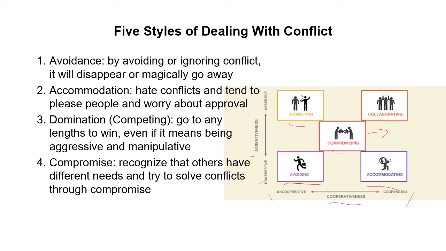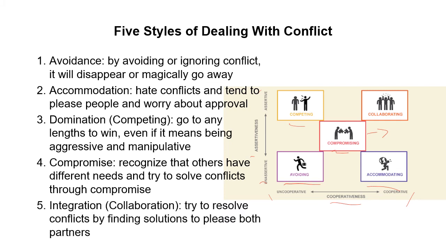The reality of the situation here is, and let's talk about collaborating, and I'll come back to compromising. Collaborating, or integration, up here, is high cooperativeness, high assertiveness. This is where both sides are trying to find a solution that gets both sides what they want. This is ideal. This is the best way of dealing with conflict, where you've got a large amount of cooperativeness, you've got a large amount of assertiveness.